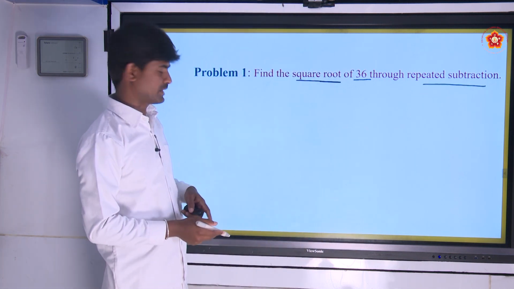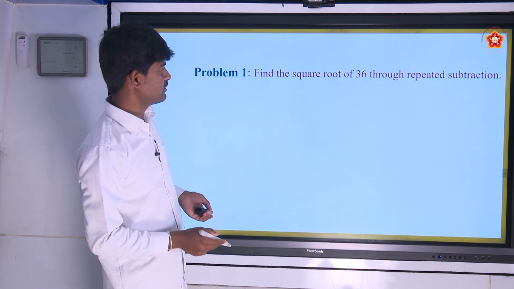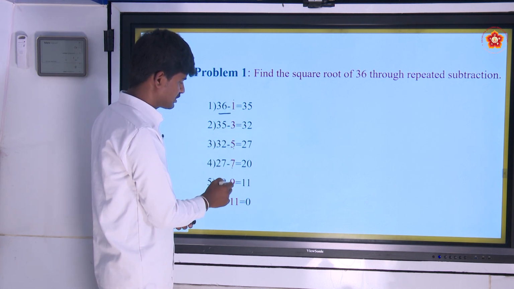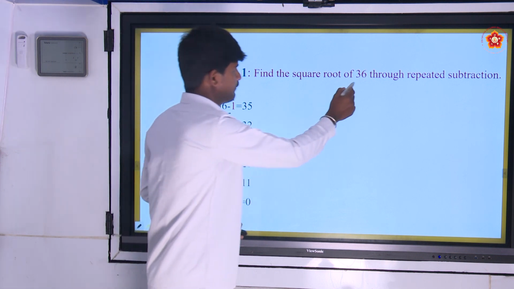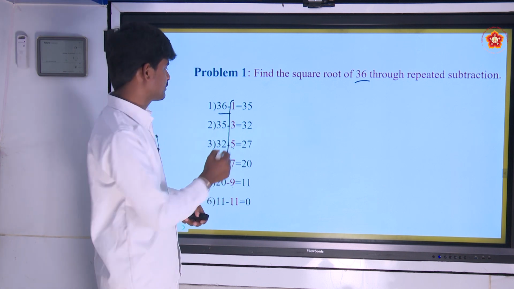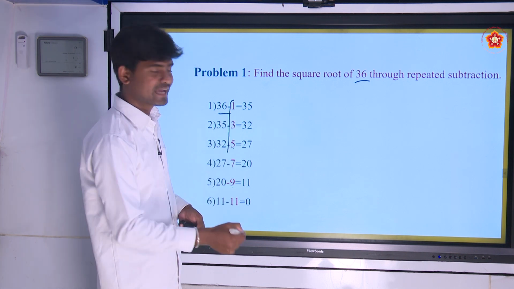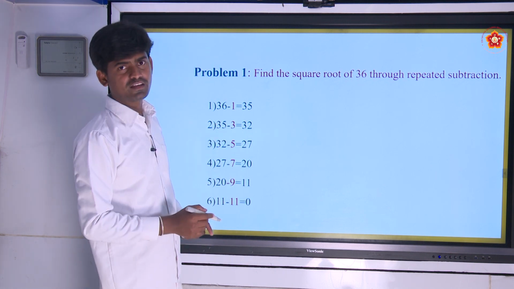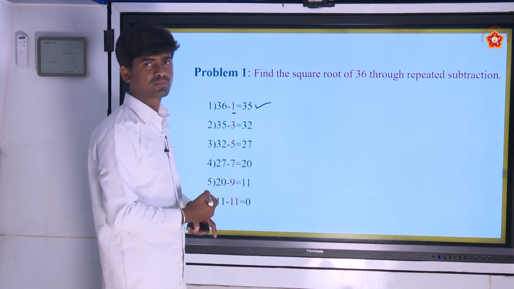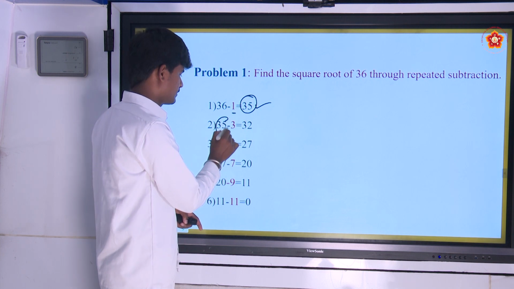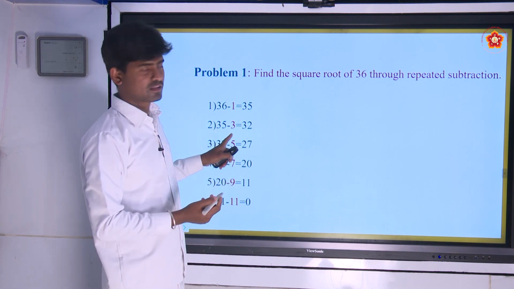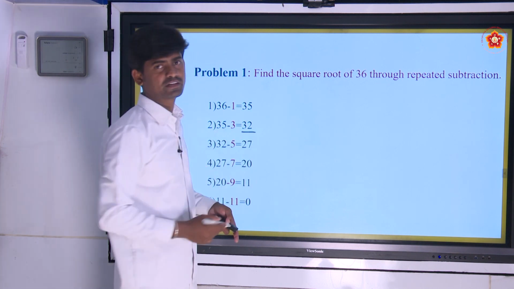By using that, we have to calculate the answer. First, these are the consecutive odd numbers. For the given number, I will subtract the consecutive odd numbers till we get 0. 36 minus 1, starting from 1 as I already told, is 35. From 35, after 1 the next odd number is 3. So 35 minus 3 is 32.